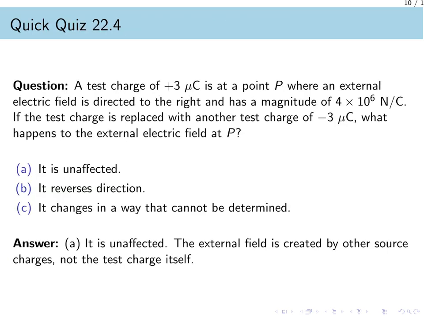Consider this scenario. A test charge of positive 3 microcoulombs is placed at a point P, where an external electric field is directed to the right with a magnitude of 4 times 10 to the 6th newtons per coulomb. If the test charge is replaced with a different test charge of negative 3 microcoulombs, what happens to the external electric field at point P? Does it remain unaffected, reverse direction, or change unpredictably?